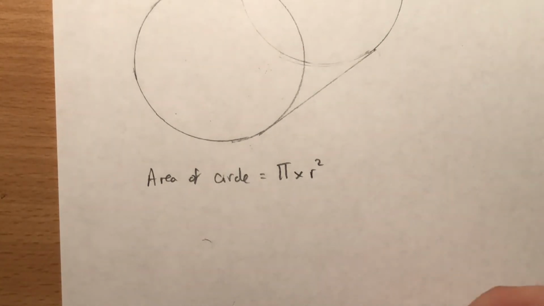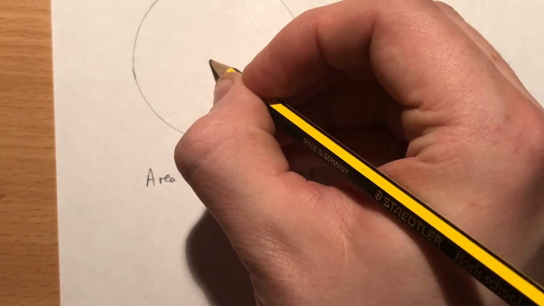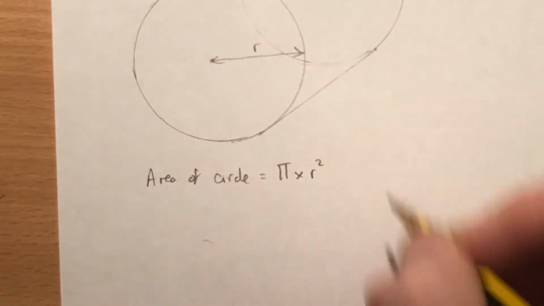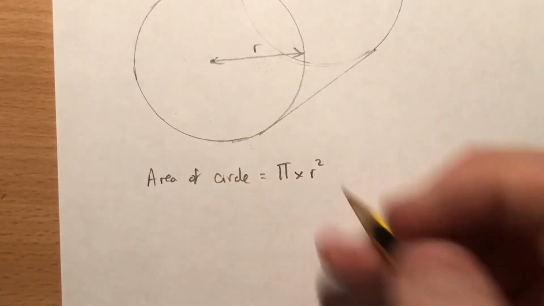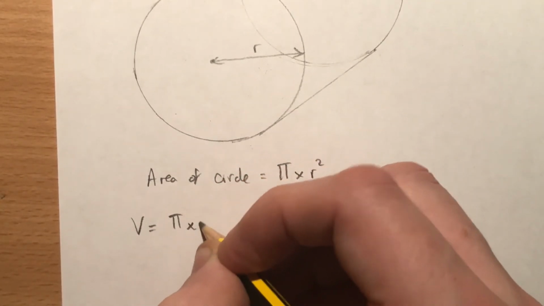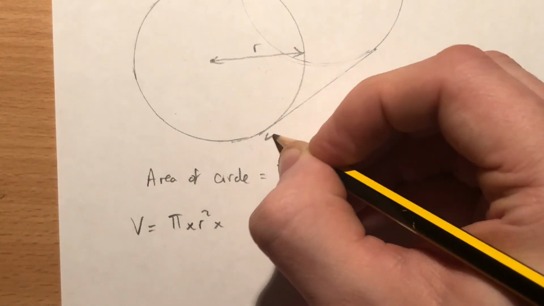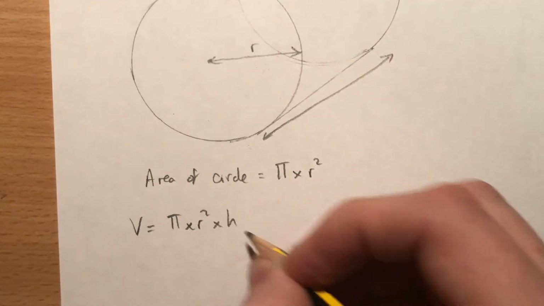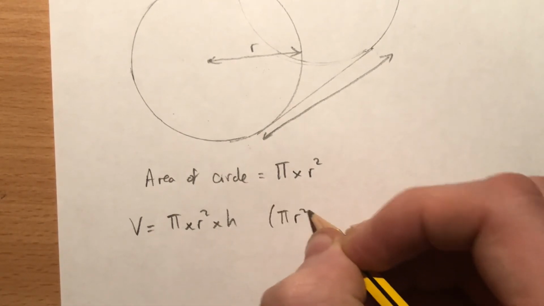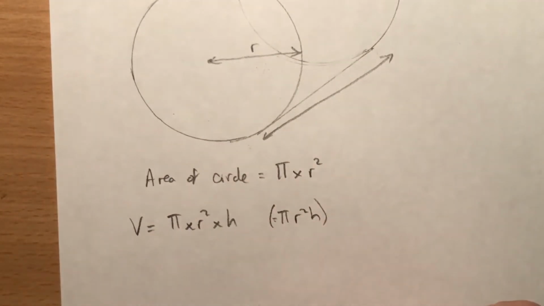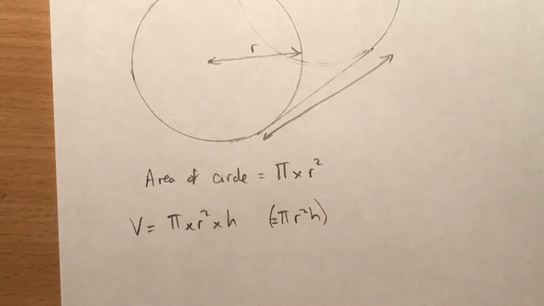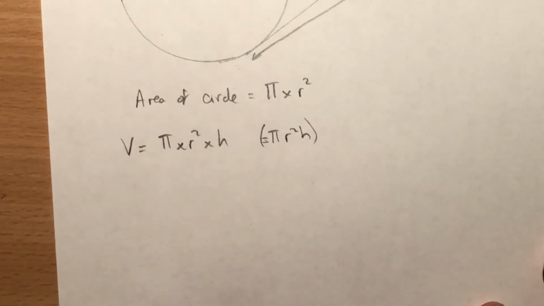Or at least we should know that by now. And remember, the radius goes from the middle out to the edge. That's your radius. Now, if we follow the same principles, then the volume is going to be pi times your radius squared times, let's just call that the height. So pi r squared h. If we want to take out all the times signs and use algebra correctly. And certainly if you're looking up online, that is the formula that will come up for volume of a cylinder.